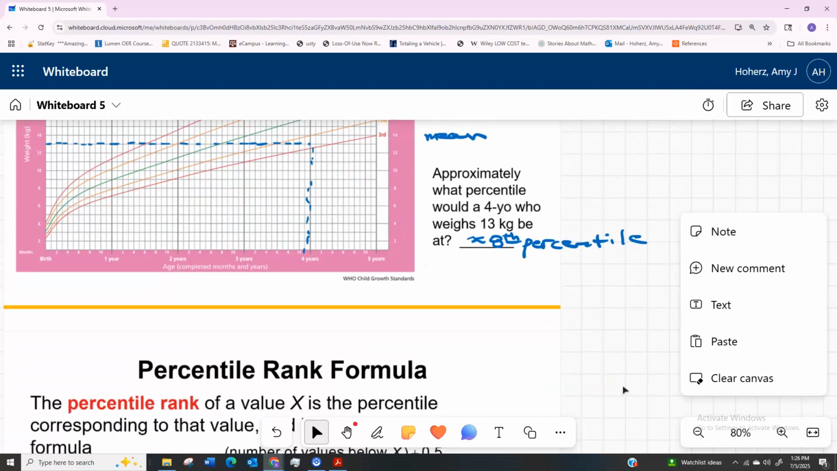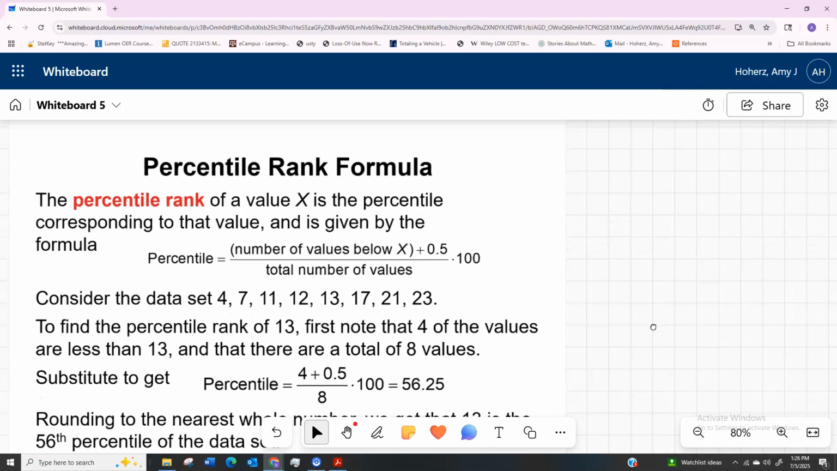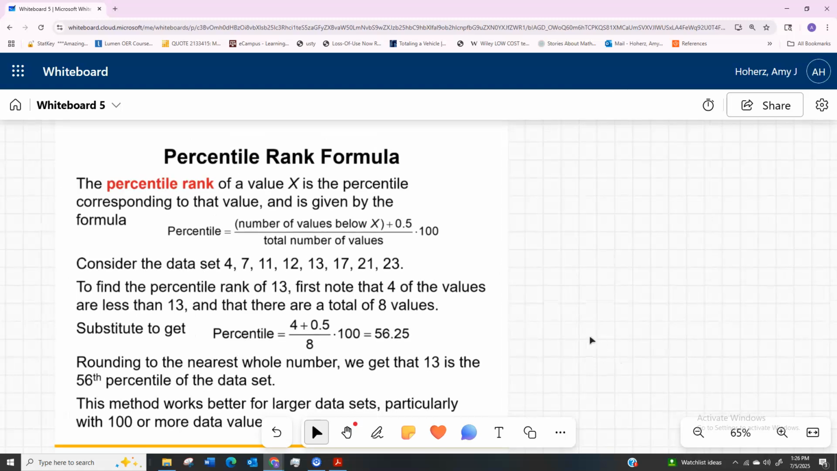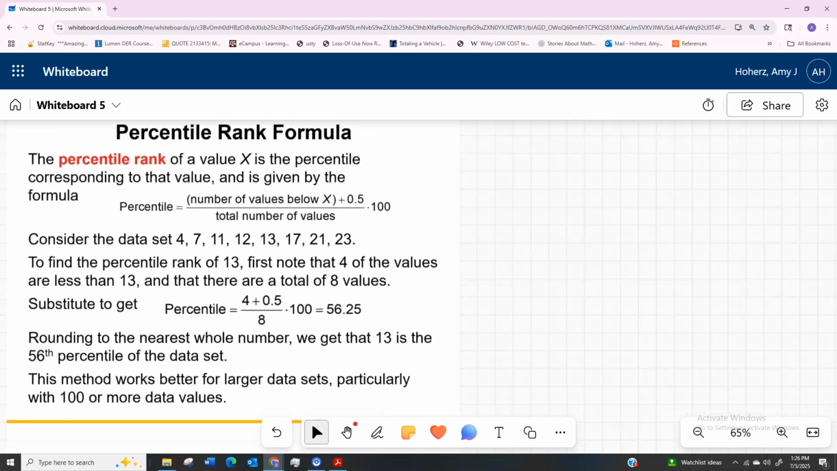Okay, so now let's look at how we compute the percentile rank if we have some data. The percentile rank is computed by taking the number of values below x, so you have to count how many values are below it, adding a half, and then dividing by the total number of values. And then we multiply it by 100 to get it to be a percentile, because it's per 100. And if we look at this data set, they were nice enough to put it in order for us. If it wasn't in order, we'd have to put it in order. So they've already given us the data array with the numbers in order.